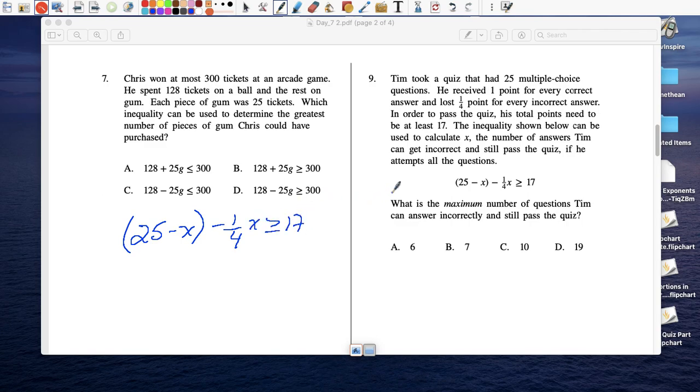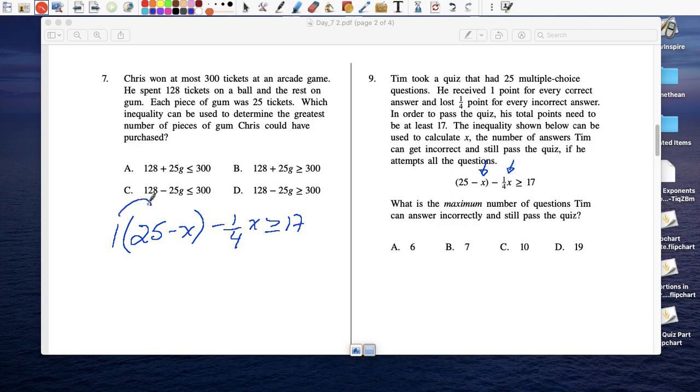So now, if this was a test and for some reason you forgot to solve it, all you gotta do is plug this number here instead of x, plug it in here, and see if it's greater or equal to 17. And then if that doesn't work, plug the 7. If that doesn't work, plug the 10. If that doesn't work, plug 19. That's your last resort. So you're looking for a number that I can plug in here so that the left side of my inequality is greater or equal than 17. But you still remember how to solve it.